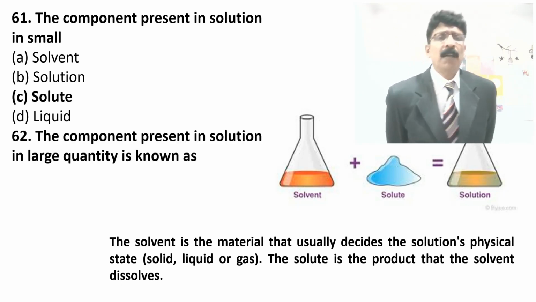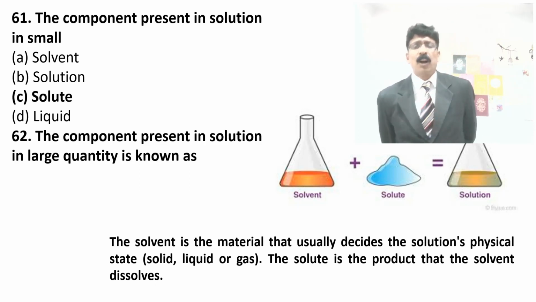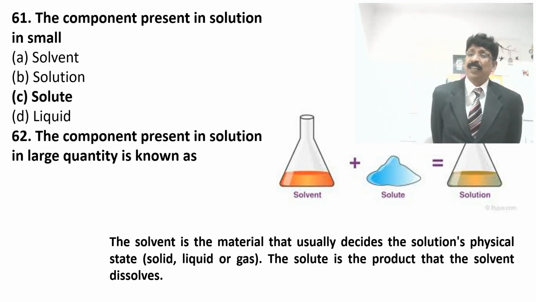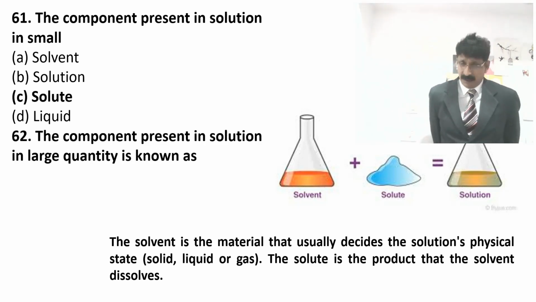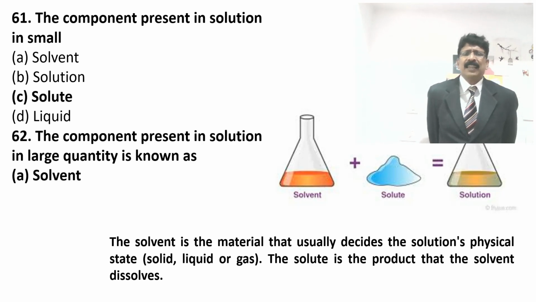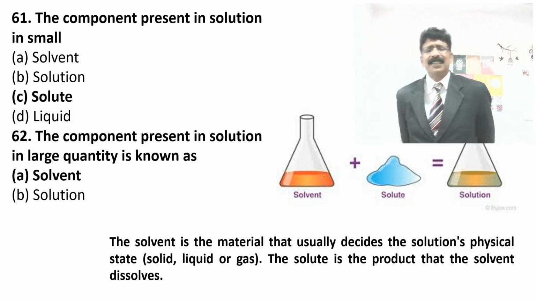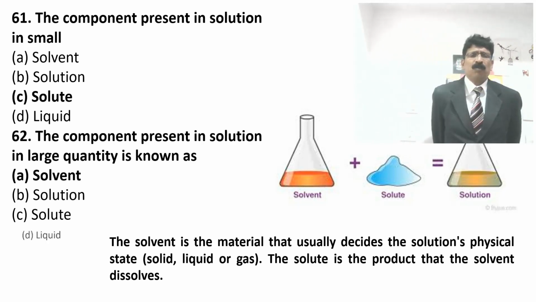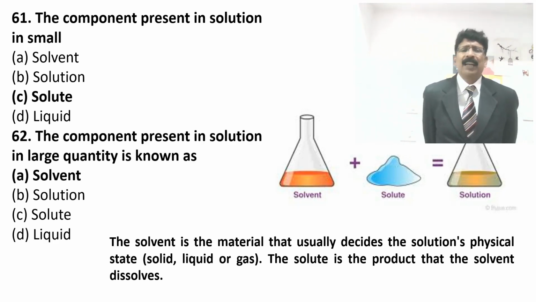And number 62: the component present in the solution in large quantity is known, very simply, as the solvent. Solvent is the large quantity, understand? So solution is the product, and solute is the small quantity. They gave it as a choice.